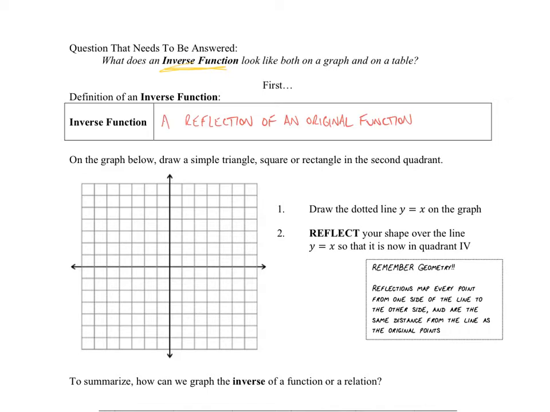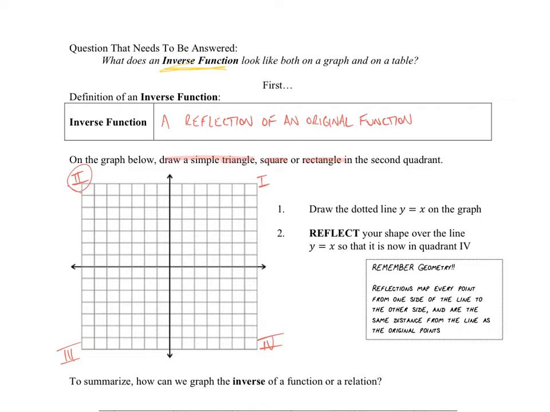So on this graph, we're going to draw a simple shape. You can draw a triangle, you could draw a square, you could draw a rectangle, whatever. You're going to draw a shape. You're going to do it in the second quadrant. And I just want to remind you guys that the quadrants are labeled quadrant 1, quadrant 2, quadrant 3, and quadrant 4. All right, so we're going to be working in quadrant 2.